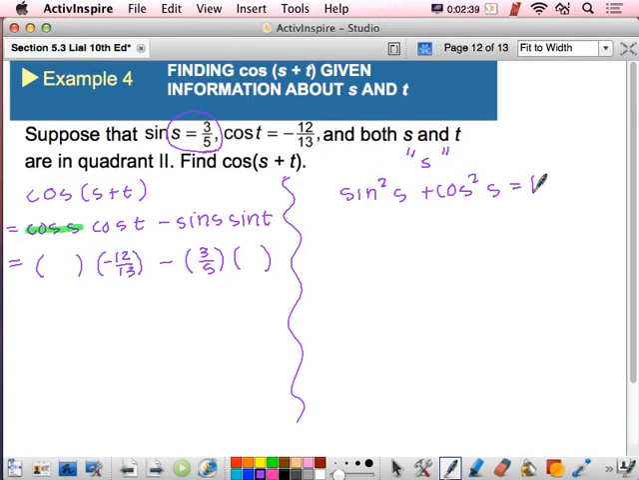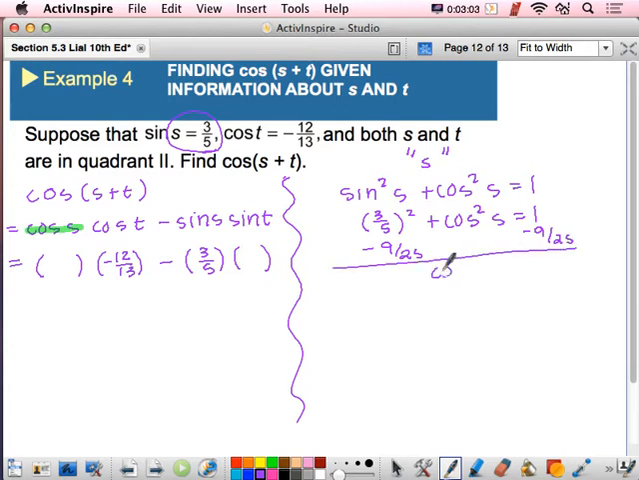So let's see. We know sine was 3/5, so we'll plug that in here. That would be 9/25, correct? Right here, 9/25. Okay, so if I subtract 9/25 from both sides, that leaves me with the cosine squared of S equals, what's 1 minus 9/25? 16/25. Then you square root both sides, and we see that the cosine of S is plus or minus 4/5.